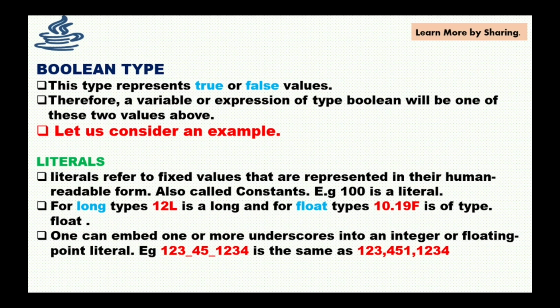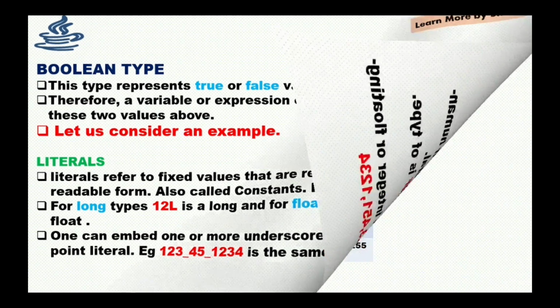So the literal data type is just a representation of constant values. As I was saying, we have 12, which is of type long. If you want a constant of a long type in your program, you just represent it with L in front of it. Equally, if you want to use float type, you just put an F in front of your value. So let's head on to the next slide.